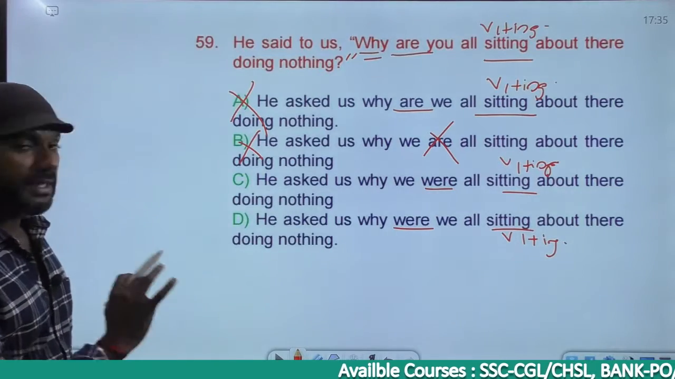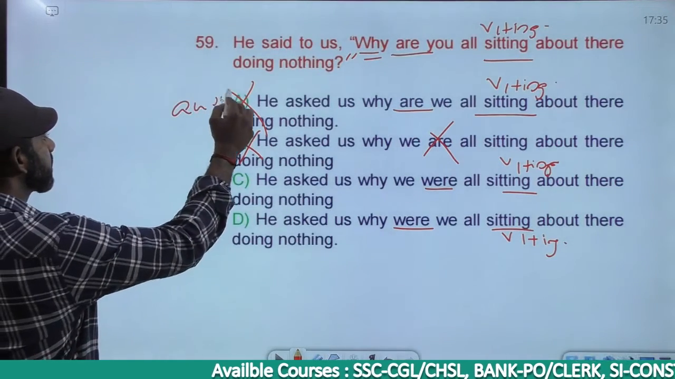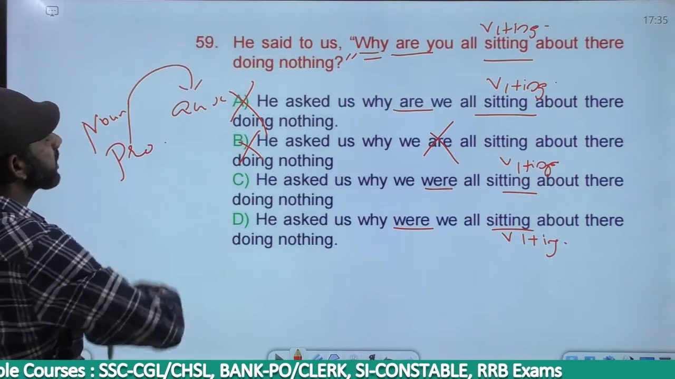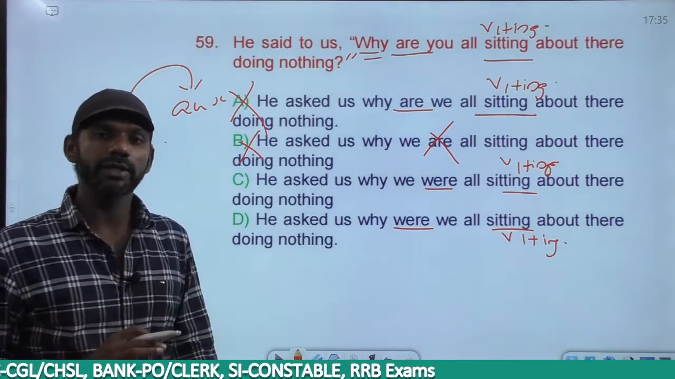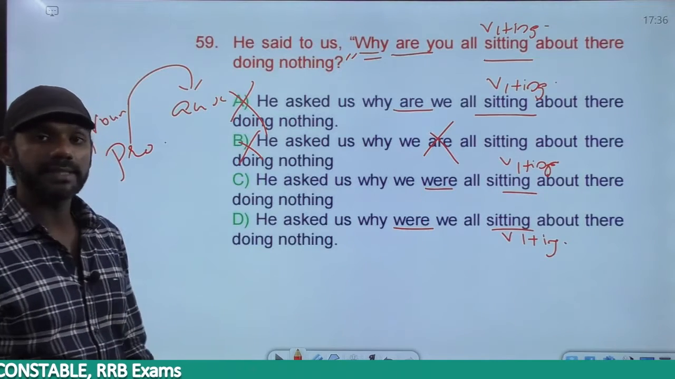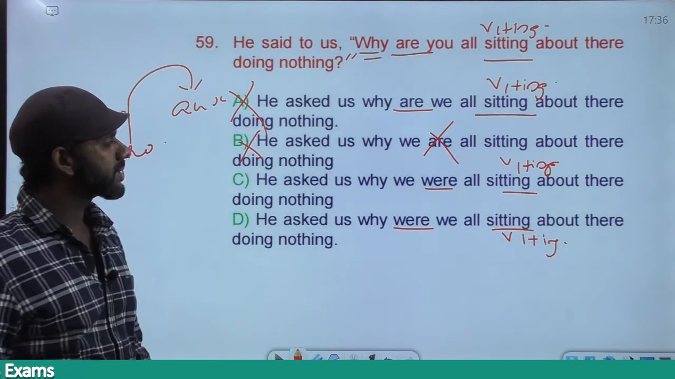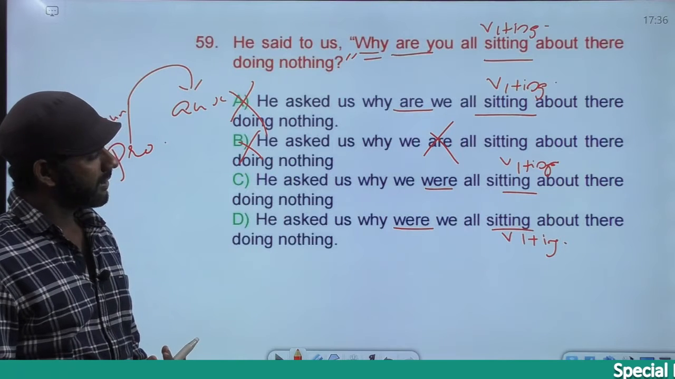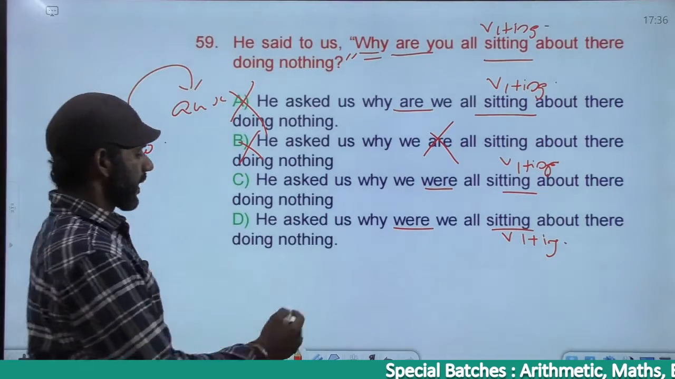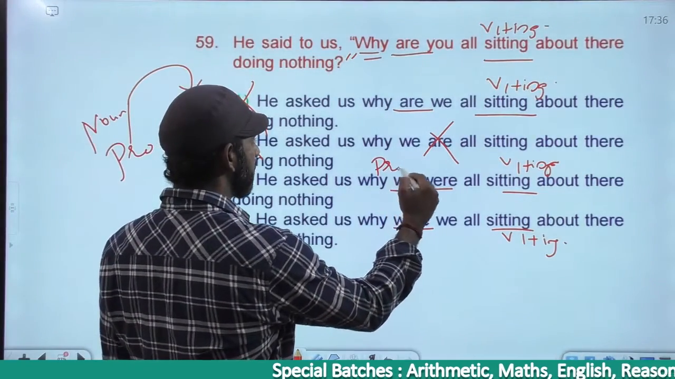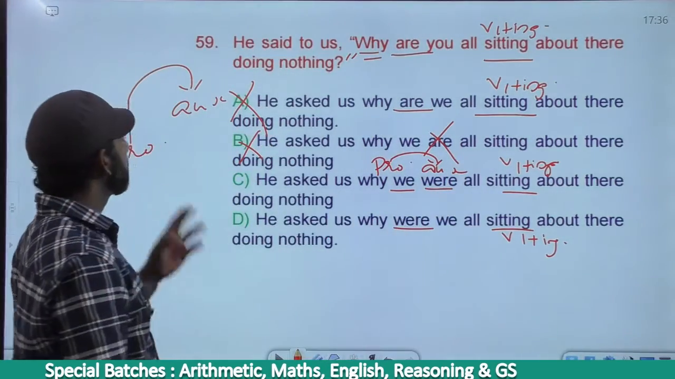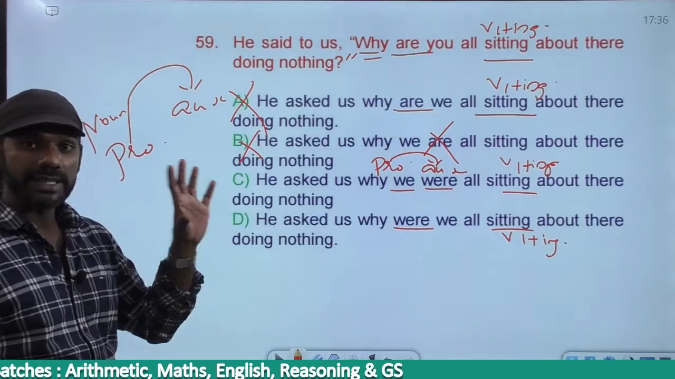And as you know, if it is not an interrogative sentence, the auxiliary verb must appear after the noun or pronoun. Come to option C once again. He asked us why we were all sitting there doing nothing. Not interrogative. The pronoun here is we. Were is the auxiliary verb. The auxiliary verb is coming after the pronoun. This is not an interrogative sentence because it's indirect speech.